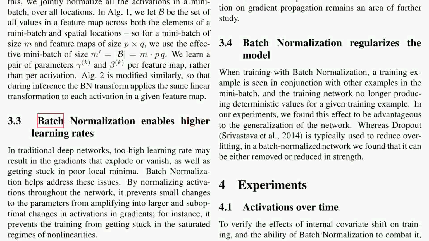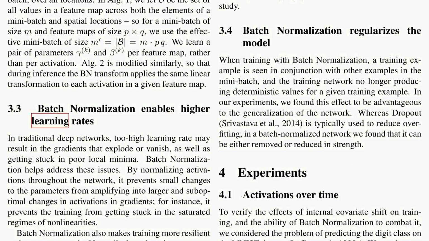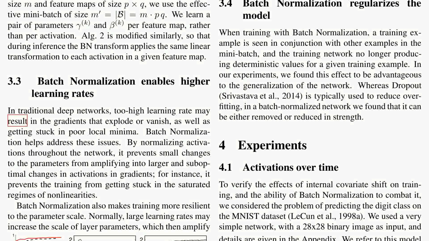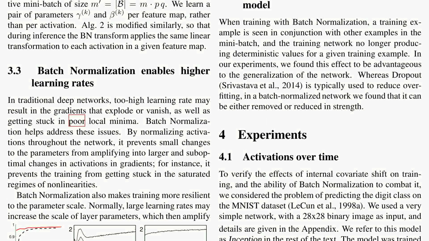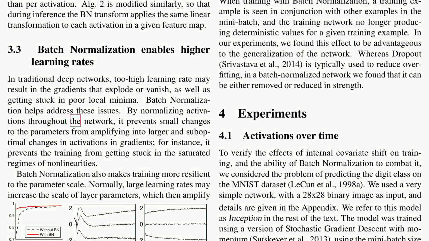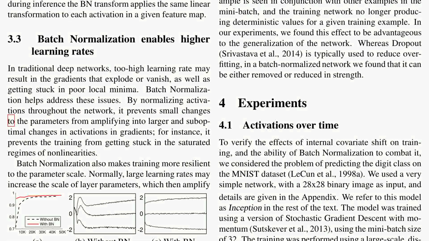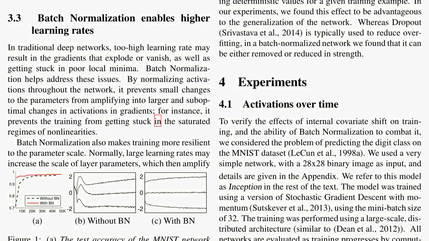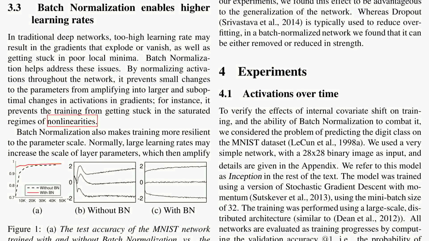Batch normalization enables higher learning rates. In traditional deep networks, too high a learning rate may result in gradients that explode or vanish, as well as getting stuck in poor local minima. Batch normalization helps address these issues. By normalizing activations throughout the network, it prevents small changes to the parameters from amplifying into larger and suboptimal changes in activations and gradients. For instance, it prevents the training from getting stuck in the saturated regimes of nonlinearities.